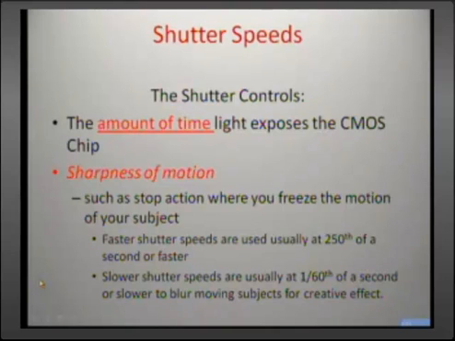We're going to look at some photographs here that will show some of these examples in a moment. But let's look at things like faster shutter speeds are usually about 1/250th of a second or faster, such as 1/250th, 1/500th, or 1/1000th of a second. And those are considered the faster shutter speeds. And the slower shutter speeds are usually 1/60th of a second or slower. And this could be used to blur moving subjects for creative effects. And like I said a moment ago, I will be showing you some examples of that here in just a few minutes.